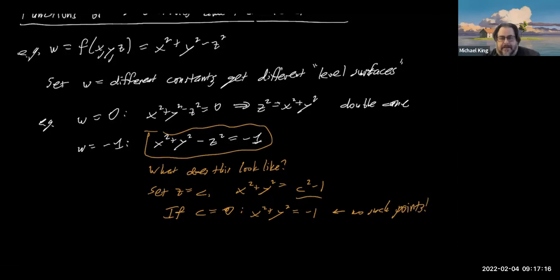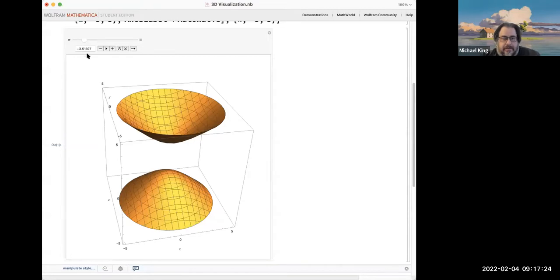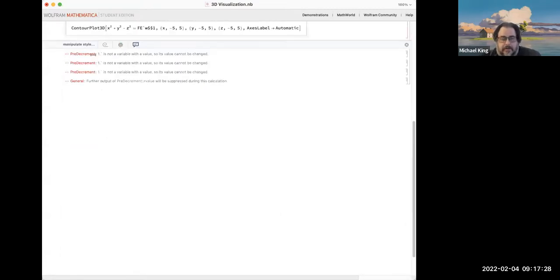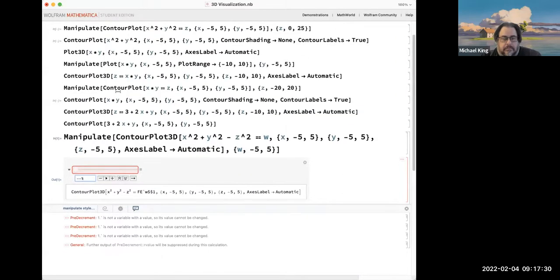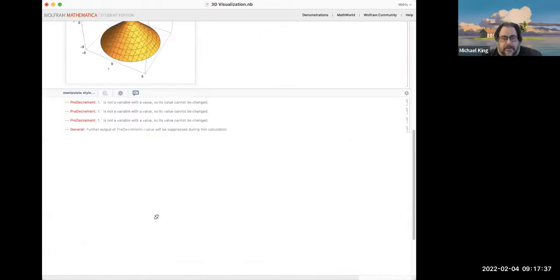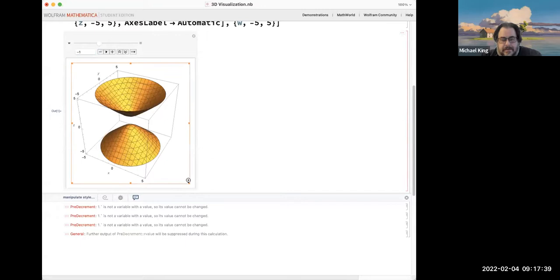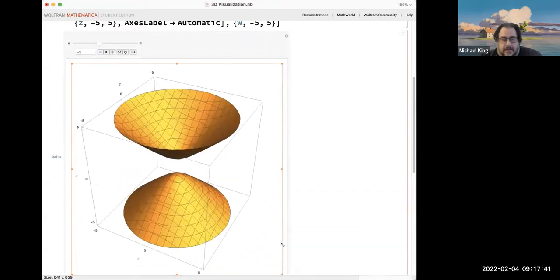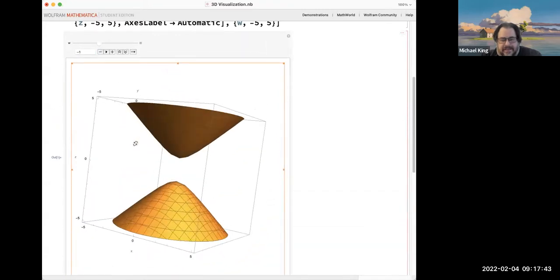Right. And if you go back to the picture, right, this was just putting in -1. Let me try that again. Yeah, so there's actually nothing right here at height 0.